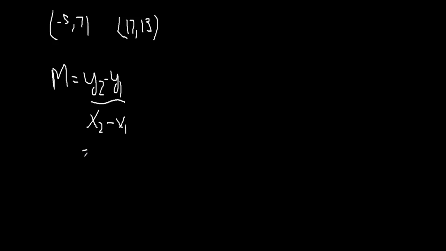And we can go ahead and label our points. So we have x1 and x2 here, and y1 and y2 here. So it's 13 minus 7 because that's y2 minus y1. And we're dividing this by 17 minus negative 5. So we have to include our 17 and our subtraction here, and we're subtracting negative 5.